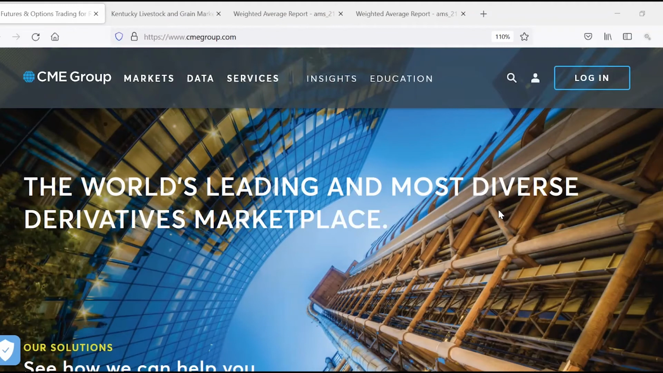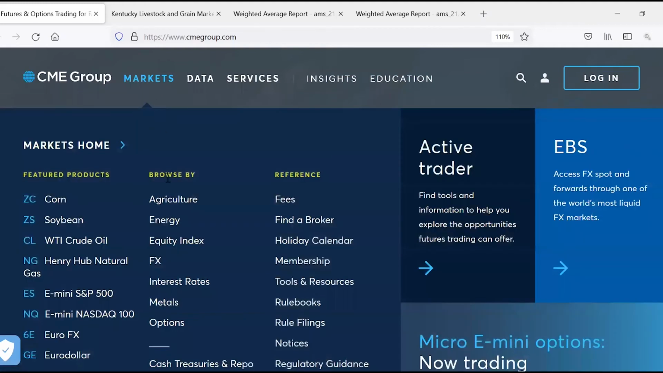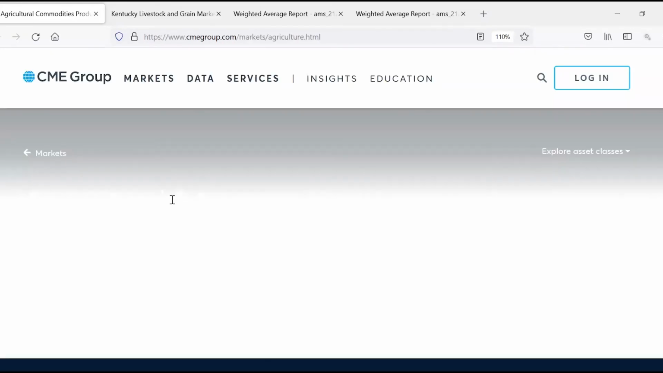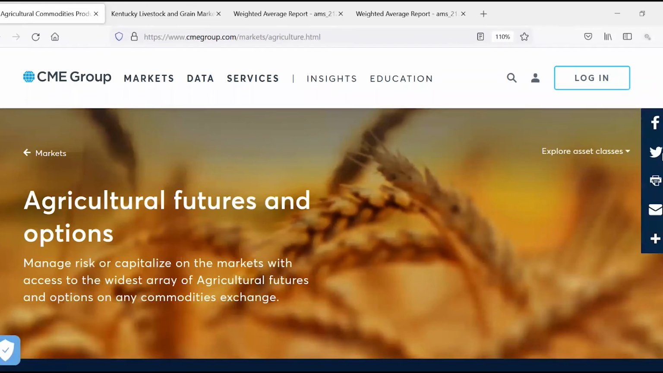There's lots of different ways to access feeder cattle futures prices. I'm going to go straight to the source. I'm at the CME's main website. This is www.cmegroup.com. Now, to access quotes, I'm going to go to markets and click on markets. Here I'm going to slide down and click on agriculture. It's going to bring up the main quotes page for me.